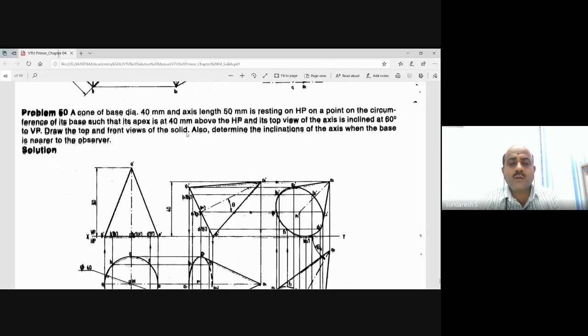such that its apex is at 40 millimeters above HP, and its top view of the axis is inclined at 60 degrees to VP.